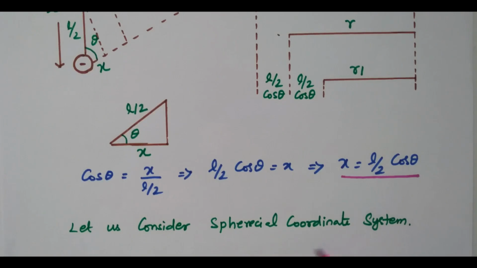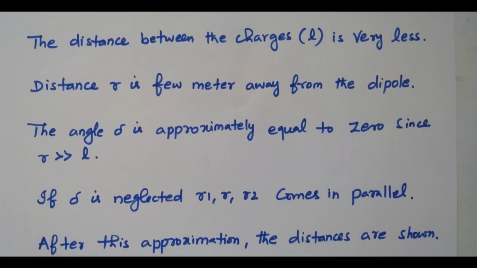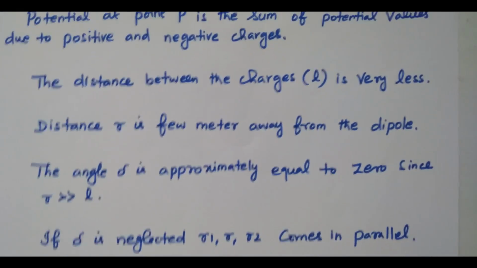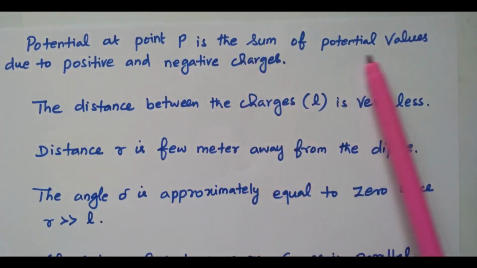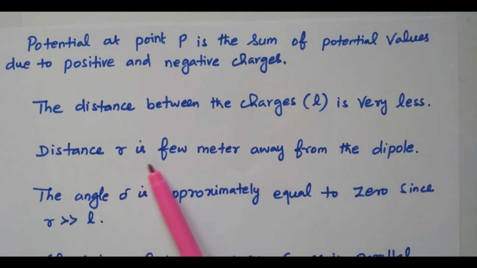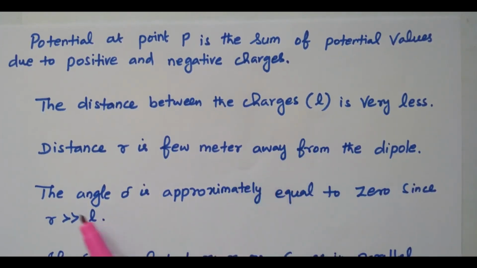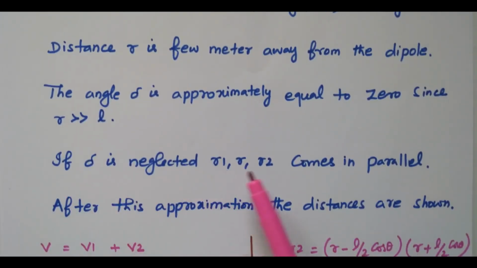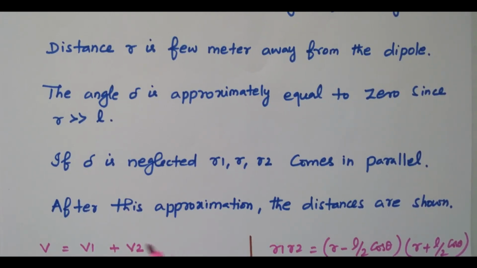Now we need to consider the spherical coordinate system. For finding the potential due to a dipole, we are considering the spherical coordinate system. So the description is given. The potential at point P is the sum of the potential due to the positive and negative charge. Right? The total potential is the sum of the potential due to the positive charge and the potential due to the negative charge. We assume the distance between the charges is very less. At the same time, R is a few meters away from the dipole. This is very large. So due to this, the angle is approximately equal to 0, since R is very much greater than L. L is very less, R is more. So if L is neglected, R1, R, R2 become parallel lines. After approximation, the distances are shown. Already we saw the diagram, the lines become parallel lines.